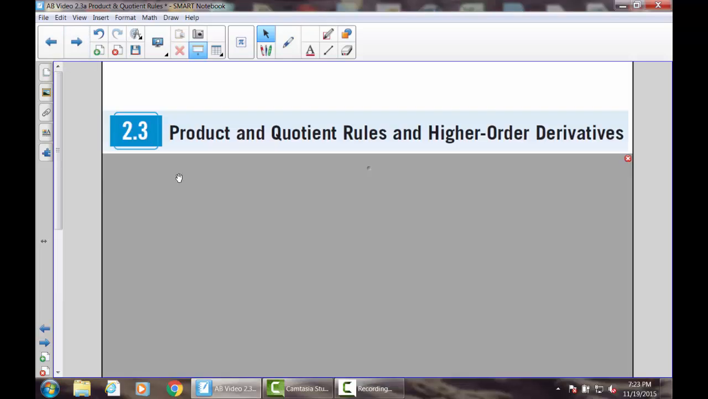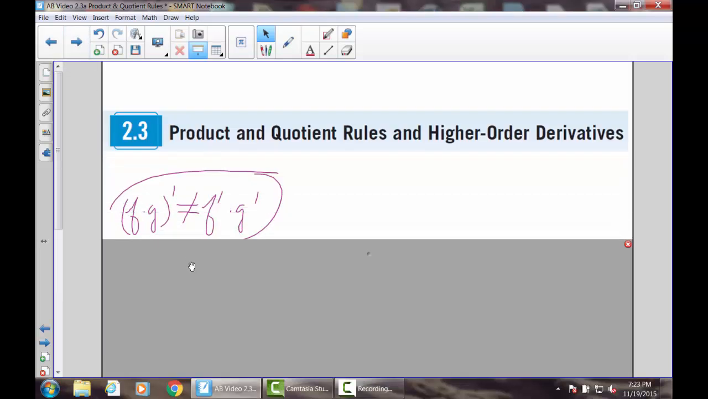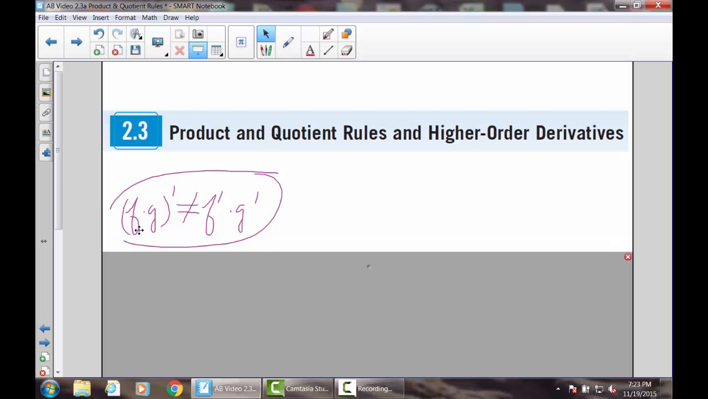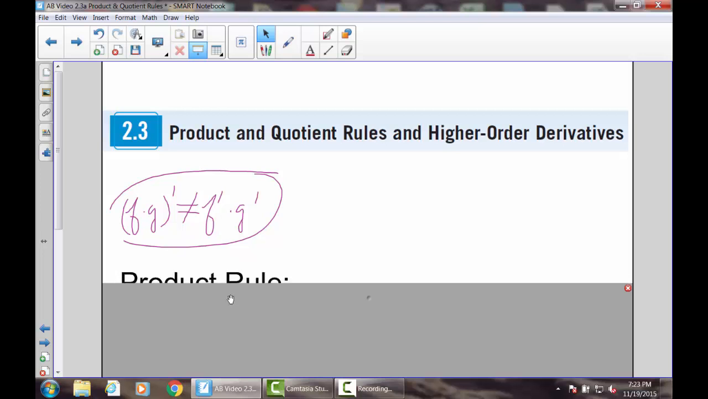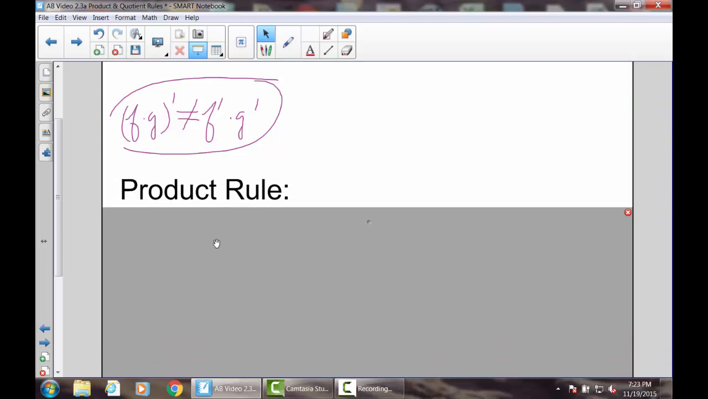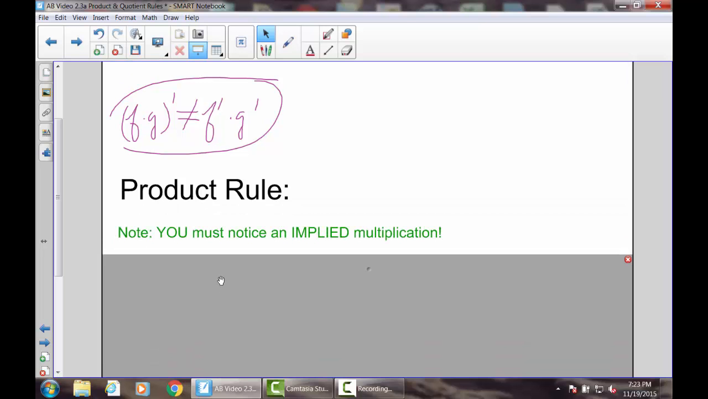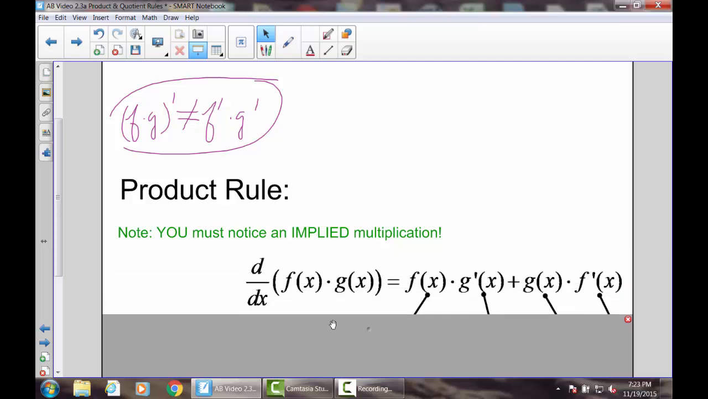So, unfortunately, the derivative of the product of two functions is not equal to the product of their derivatives, although it would be very nice if it was, but it isn't. So, here's the product rule, and you're going to have to notice that there is a multiplication in a product, because very often, as you know, between, for example, a constant and parentheses, we don't put a symbol, so you have to know that it's there. So here is the product rule.